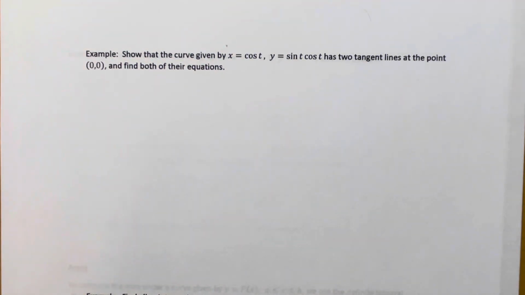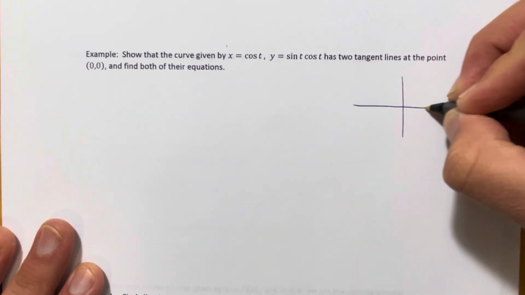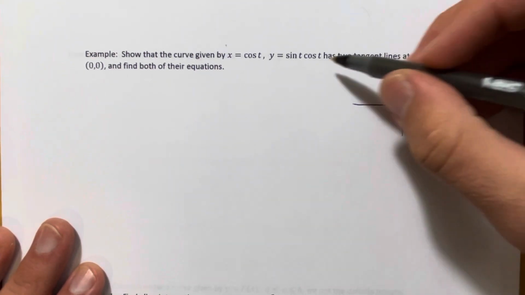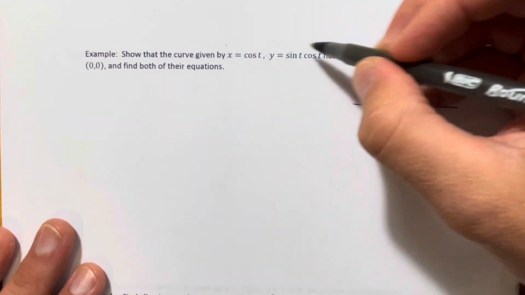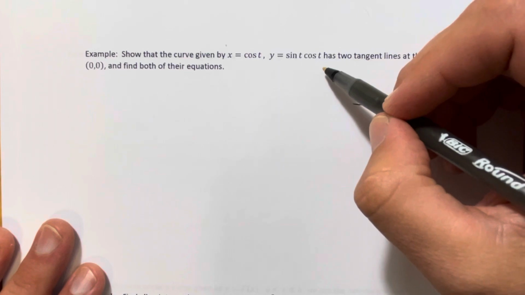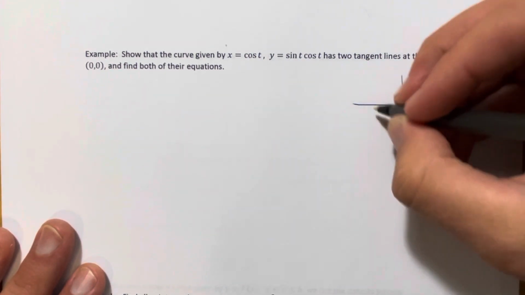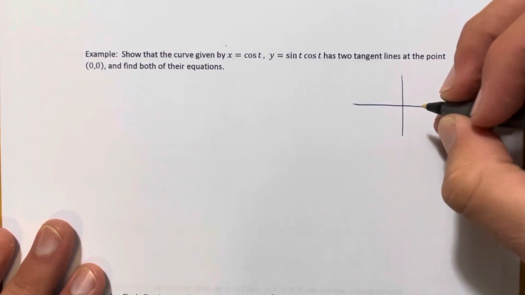This is something that does not happen when you have a curve given by a function. You never get two tangent lines at the same point, but it can happen with parametric equations. If you were to actually graph this thing, you only need to go from 0 to 2 pi to graph it, because the period of both of these functions is 2 pi. So it just ends up retracing that curve if you go beyond that.